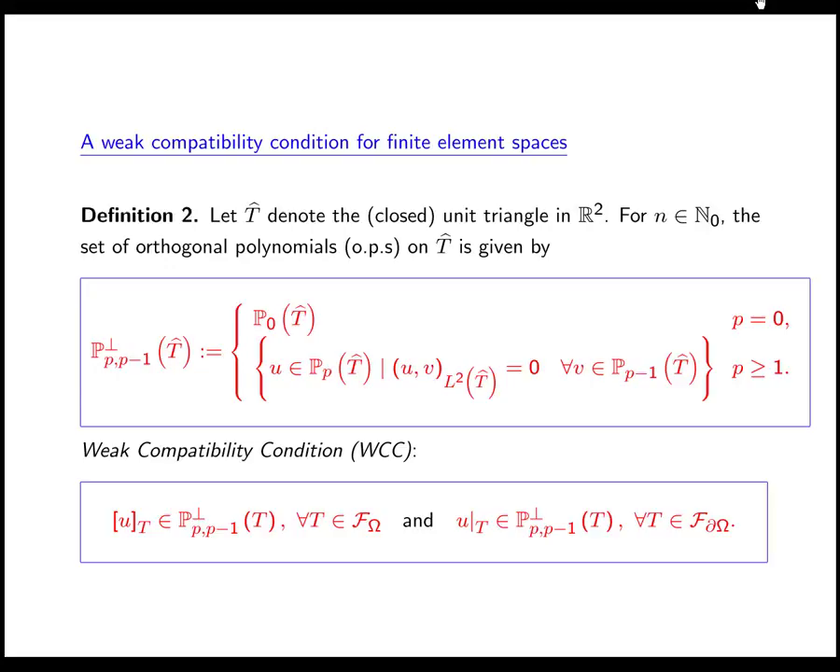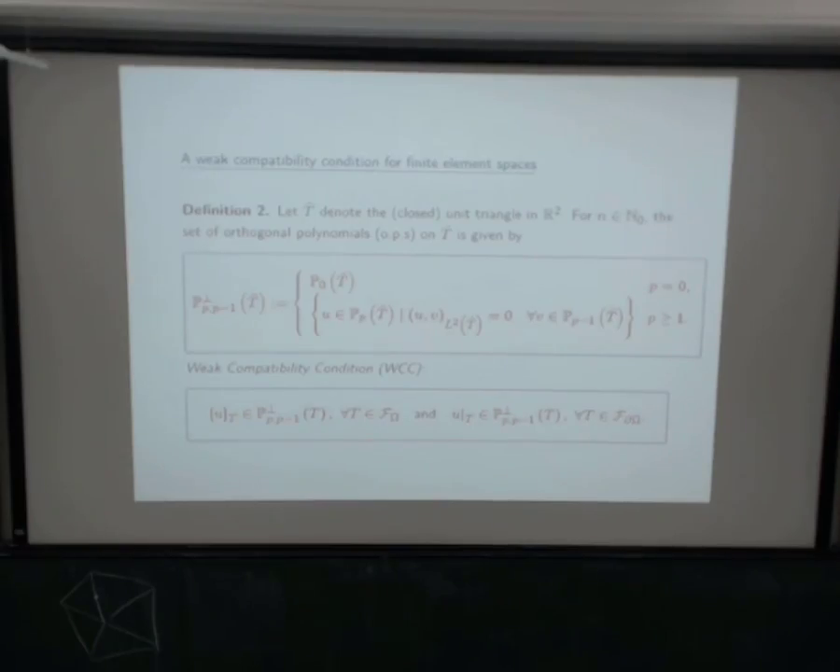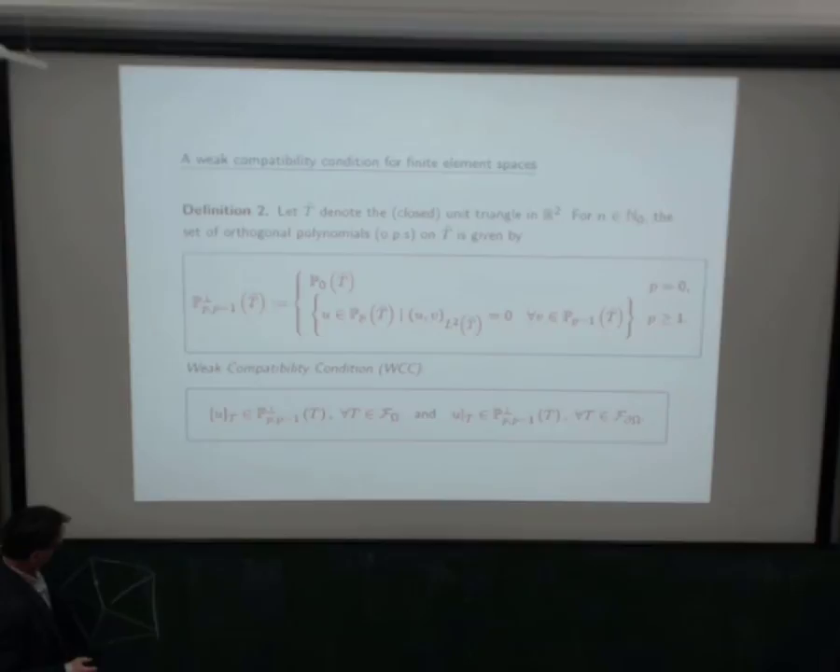And the weak compatibility condition, which replaces a continuity condition, which is in the paper of Crouzeix-Raviart, the hypothesis 2, is that the jumps across the inter-element boundaries is an orthogonal polynomial of degree p, orthogonal to all polynomials of degree p minus 1. And if one is at a boundary facet, not the jump, but the trace itself should be an orthogonal polynomial.